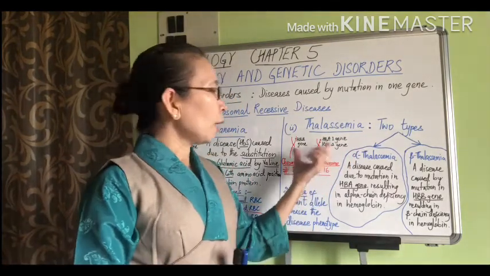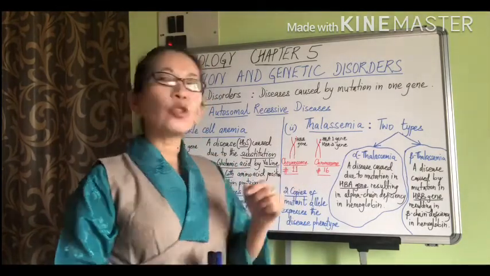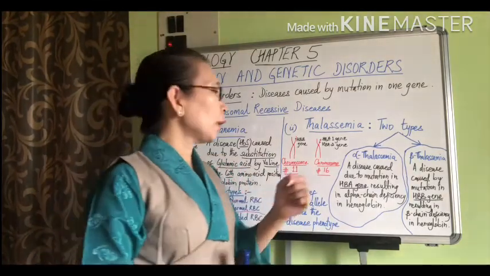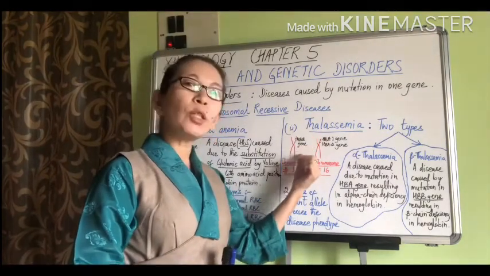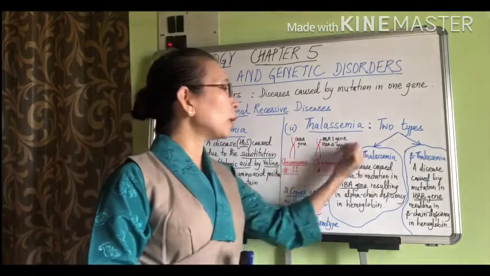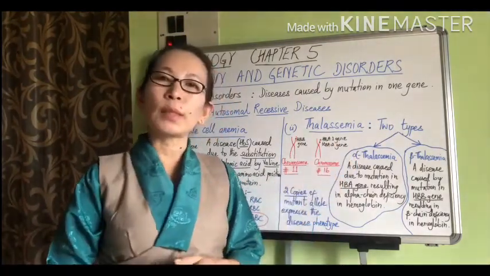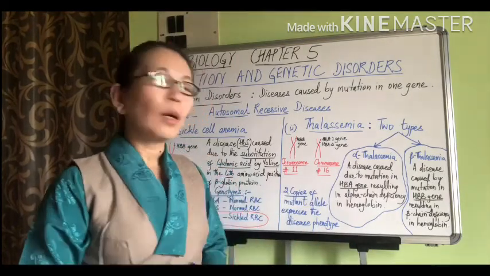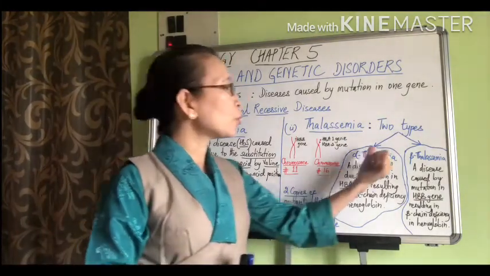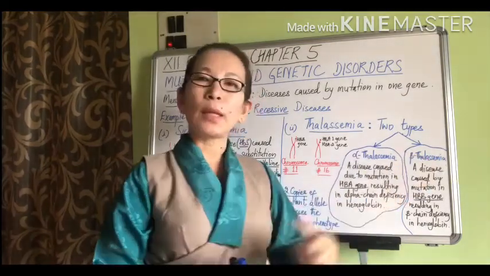Now, unlike sickle cell anemia, in thalassemia, individuals might show a mutation in either the HBB gene, which is located on chromosome 11, or they might show a mutation in the HBA genes, which are located on chromosome 16. And depending on which gene is affected, we have two types of thalassemia: alpha thalassemia and beta thalassemia.